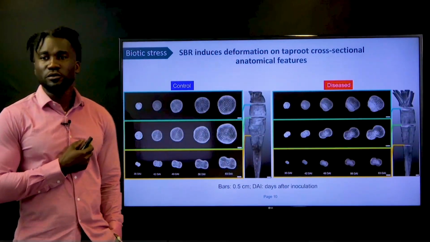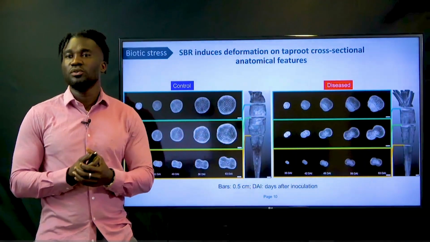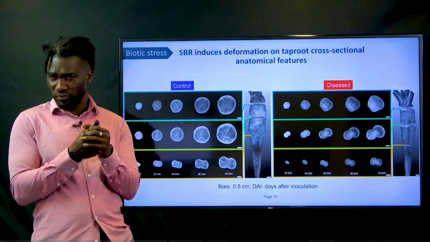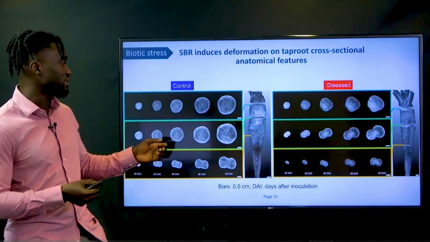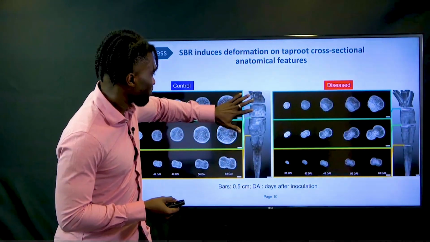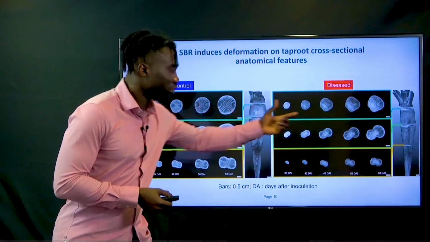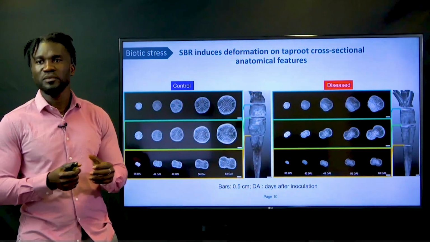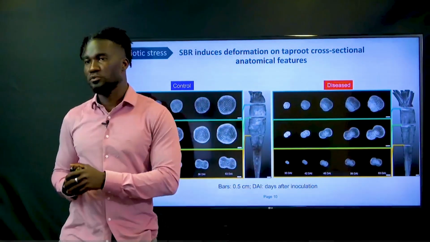Now, let's have a look into some results. On this slide, I'm showing you temporal and spatial analysis of a healthy and a diseased taproot. So we've analyzed the 2D slices at different spatial positions, that is the upper, mid, and lower sections of the taproot, for the control and also for the disease samples. And we also did this temporally, that's during the disease progression period.